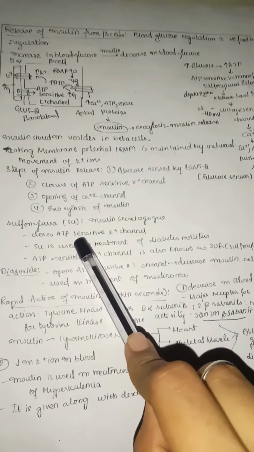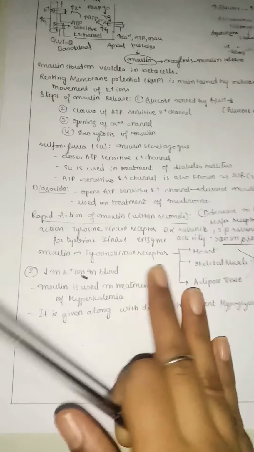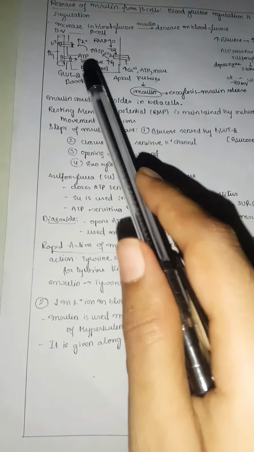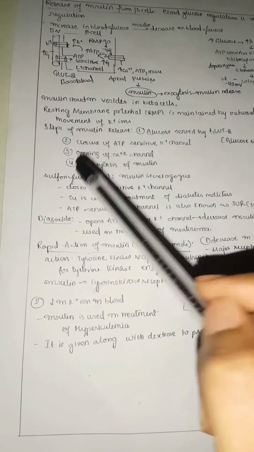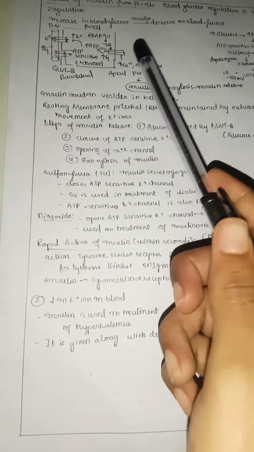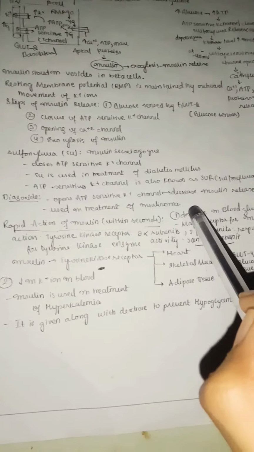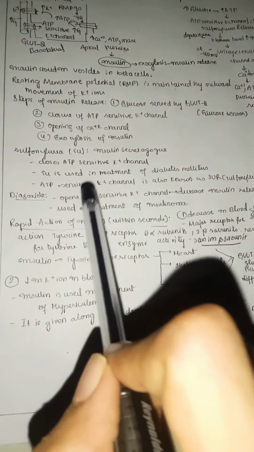That is sulfonylurea, which acts on the potassium channel. Next, diazoxide. Diazoxide is actually the reverse of this. In sulfonylureas we are closing the potassium channel, but here it opens the potassium channel. When it opens, a lot of potassium continuously goes out and insulin release drops. So it opens the ATP-sensitive potassium channel and decreases insulin release.